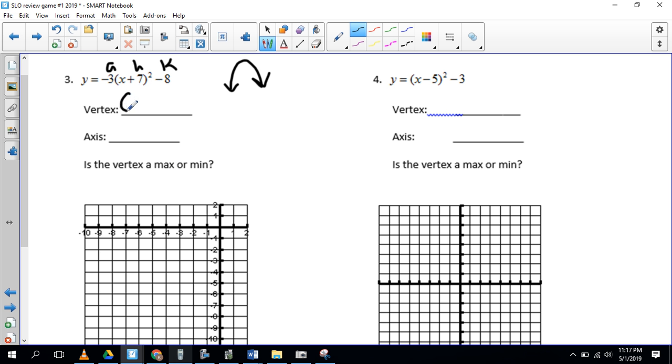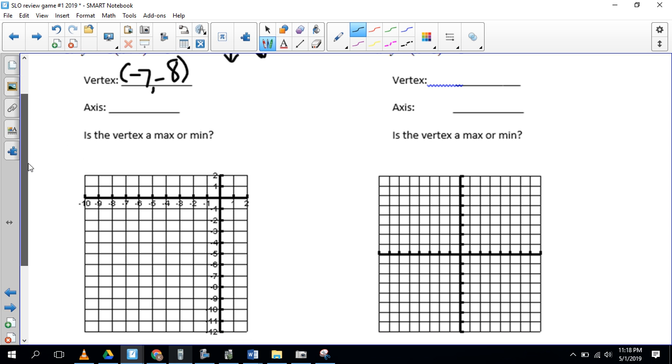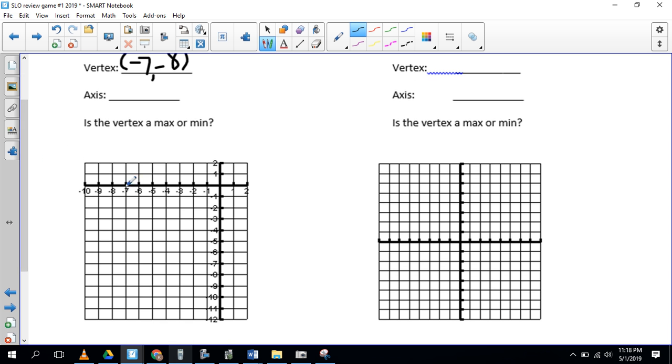So let's find our vertex, H and K. Change your H. It was a positive 7. It becomes negative 7. And our K is negative 8. So that means we're going to go left 7. We're going left 7. And we're going to go down 8. Okay? That's my vertex. I know my axis is the x of my vertex. So x is negative 7. And so I'm just going to draw that dotted line. So that's that.